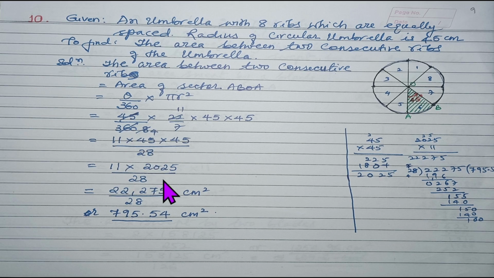divided by 28. Further simplification we get 22,275 by 28, or it is 795.54 centimeters square. Either you can leave it as 22,275 by 28, that is the answer given in the book, otherwise simplify it further and get 795.54 centimeters square, which is the area of the sector formed by the two consecutive ribs. So that is the answer for that, so remember that.